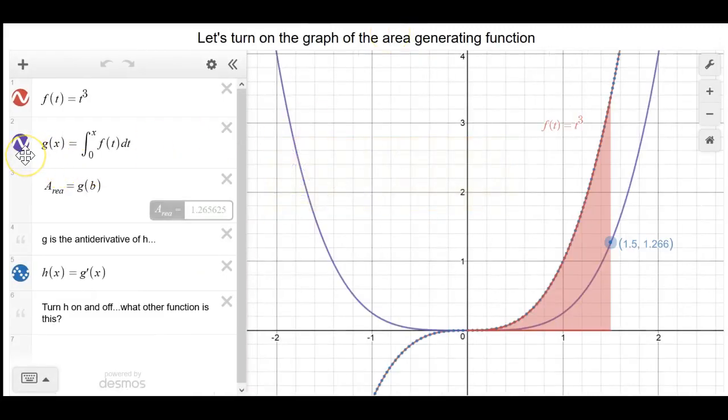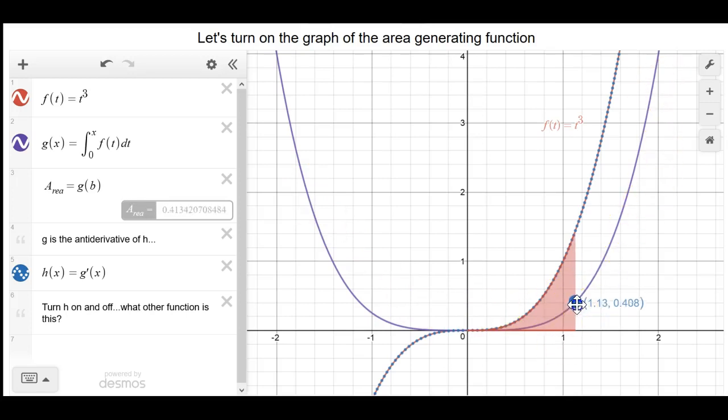So now let's graph g. Before we were just graphing the area output that g outputted, but now we're going to actually graph g. G is graphed here, this purple function.